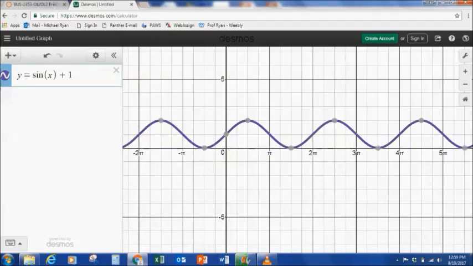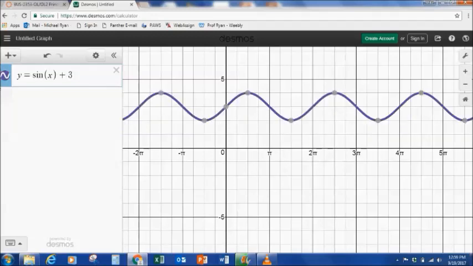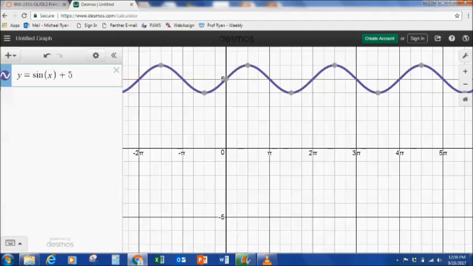If I add 1, it goes up a little bit. If I add 2, it goes up a little more. Add 3, up a little more. Add 4, add 5. So you can see that the vertical shift is based on whatever happens at the end of the function.